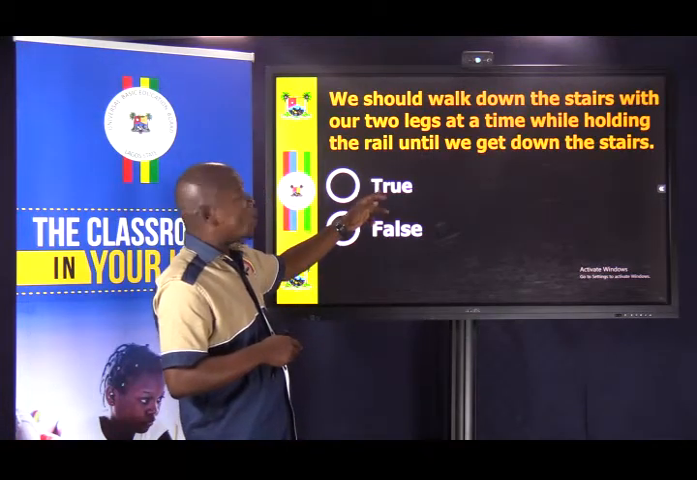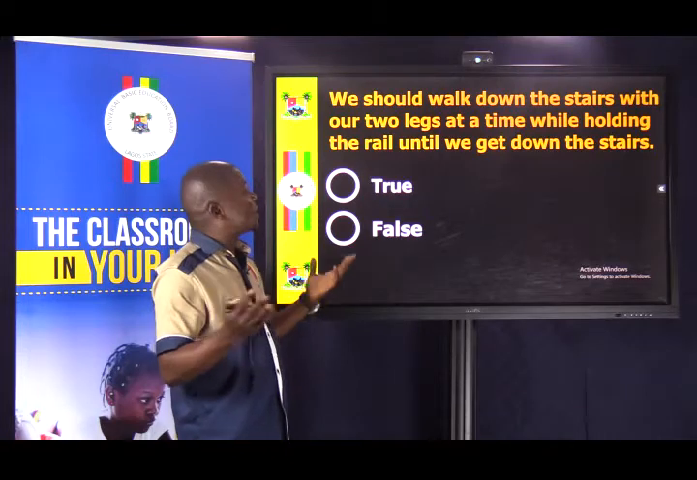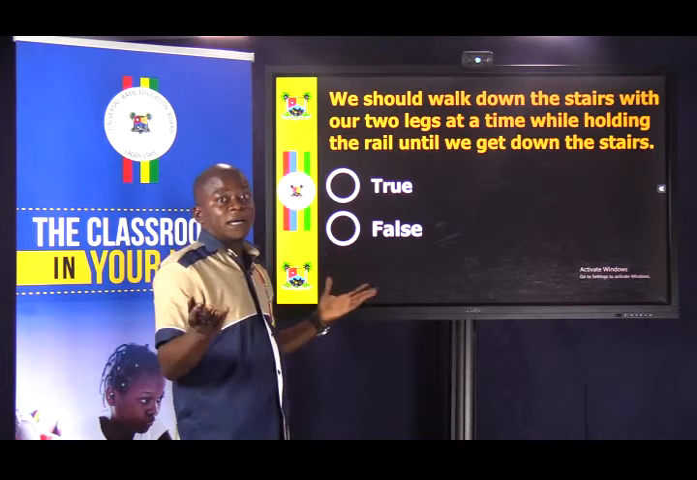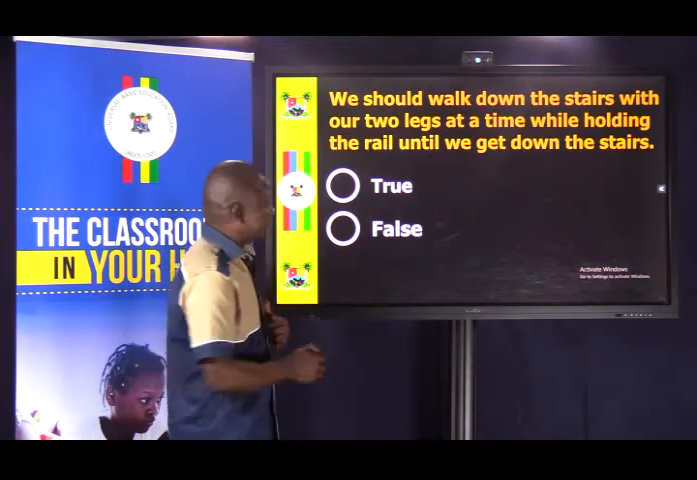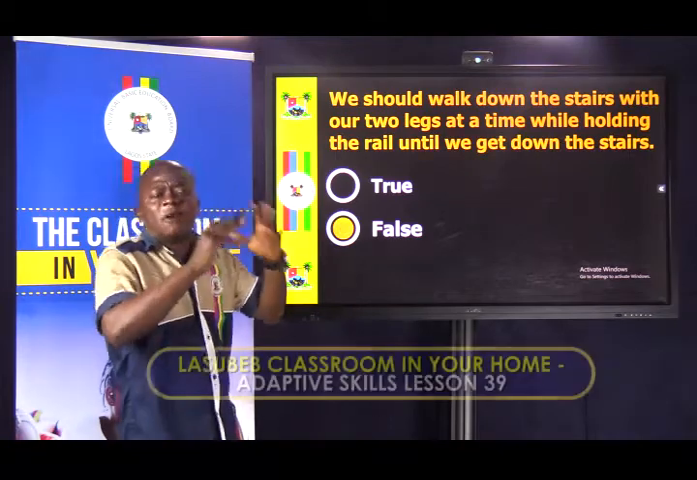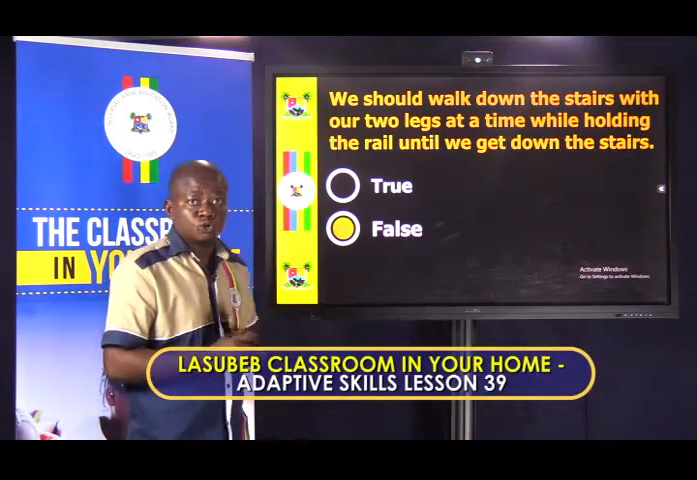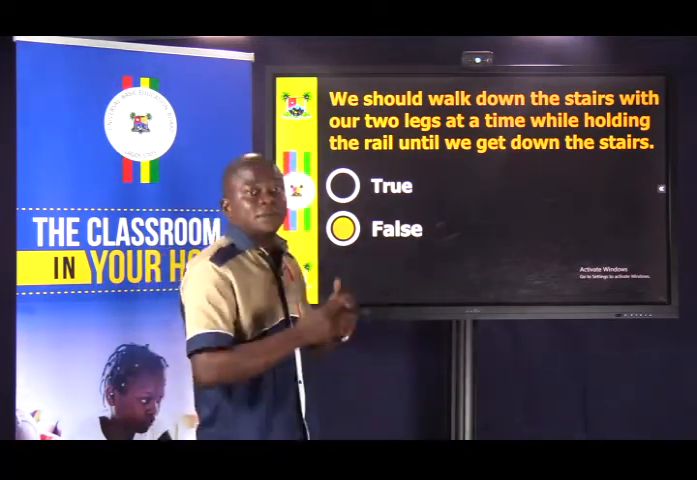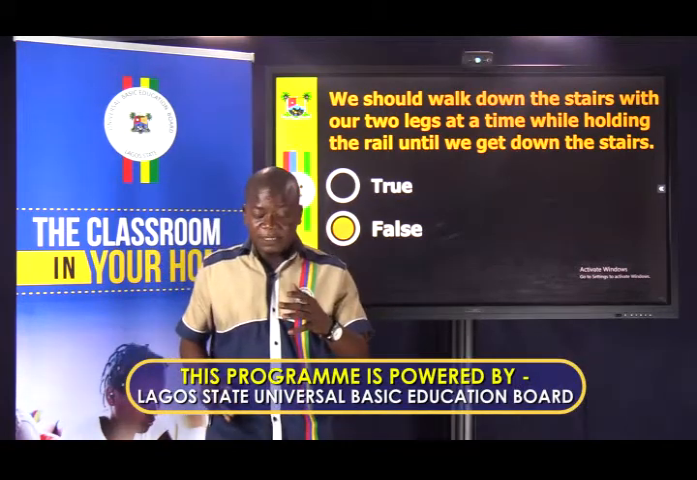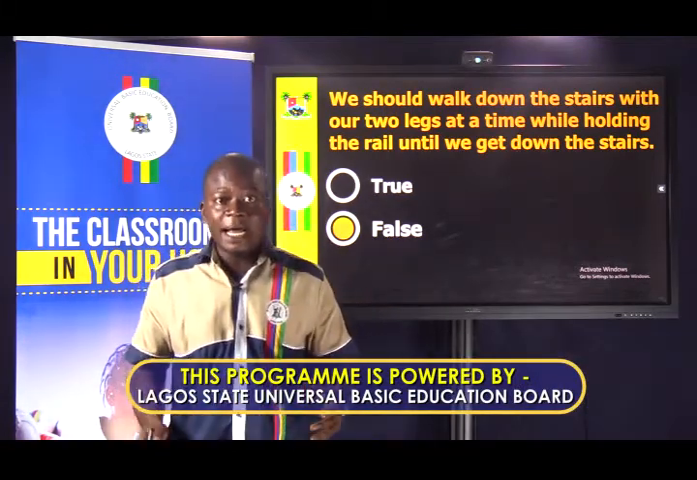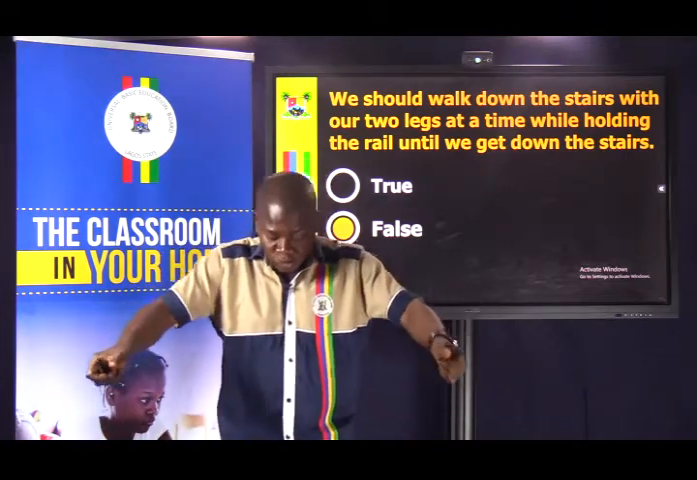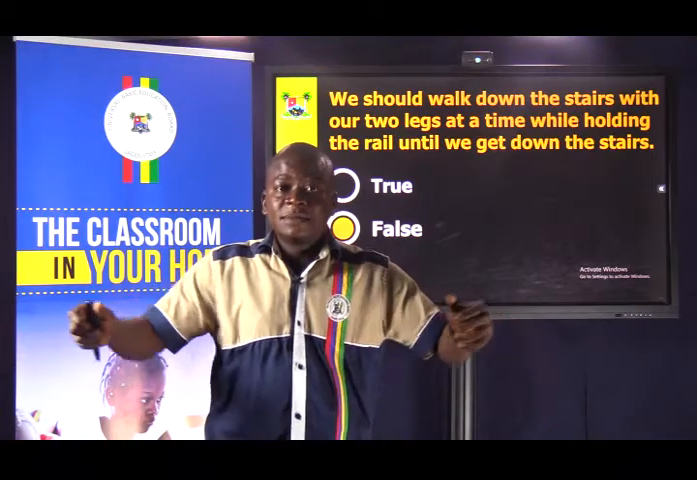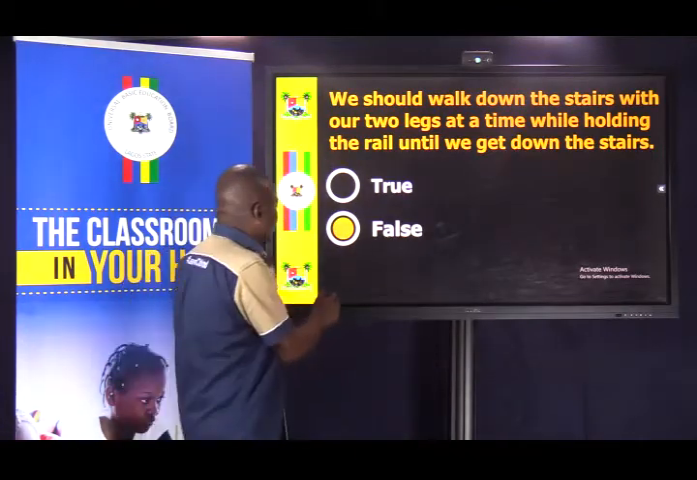So we have true or false. Now you can pick your answer. Have you picked your answer? Now let's see the correct answer to this question. It is false. It's not good to move on the stairs with two legs at a time. You move on the stairs with one leg at a time, and you should always hold the rail.